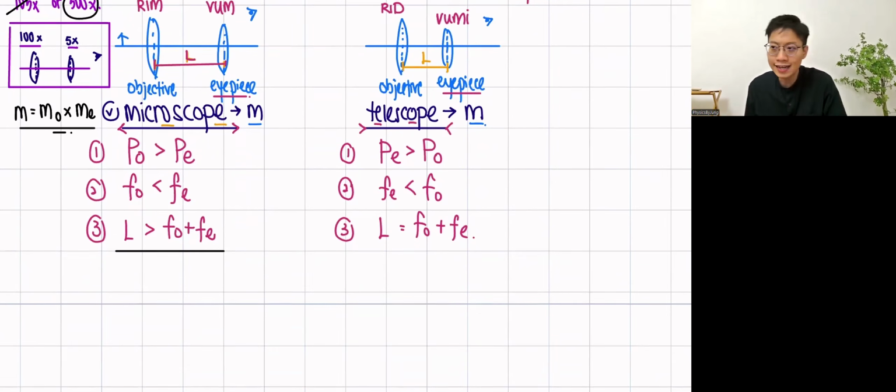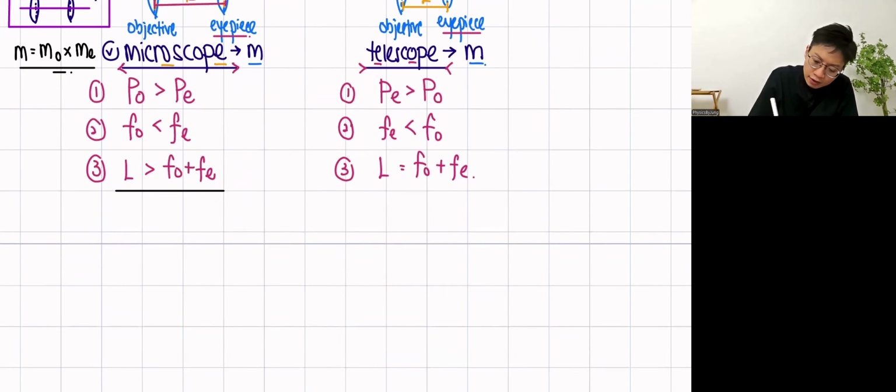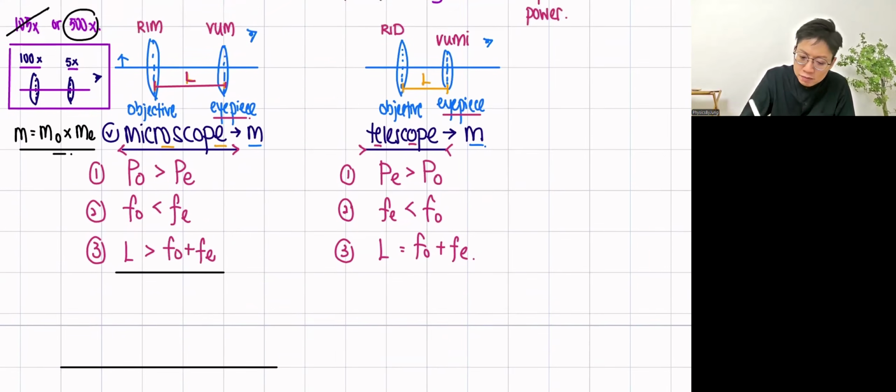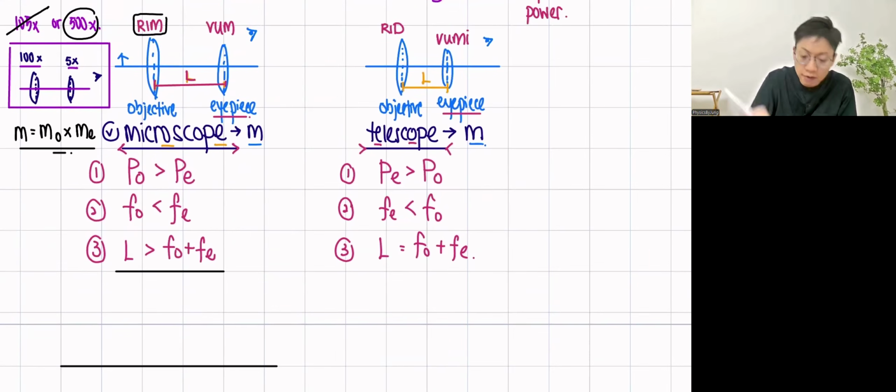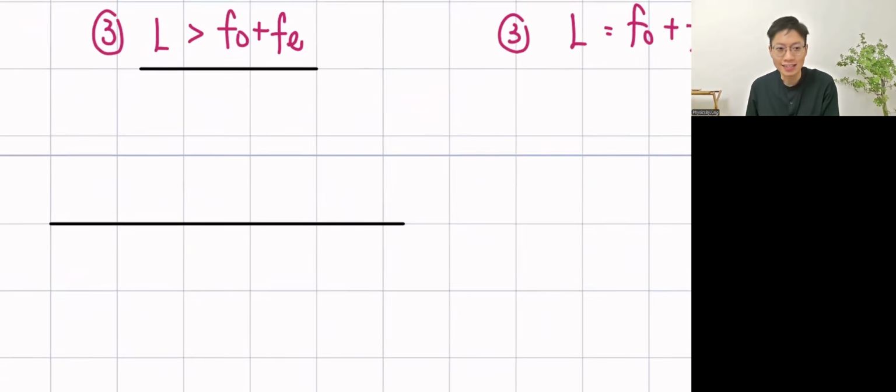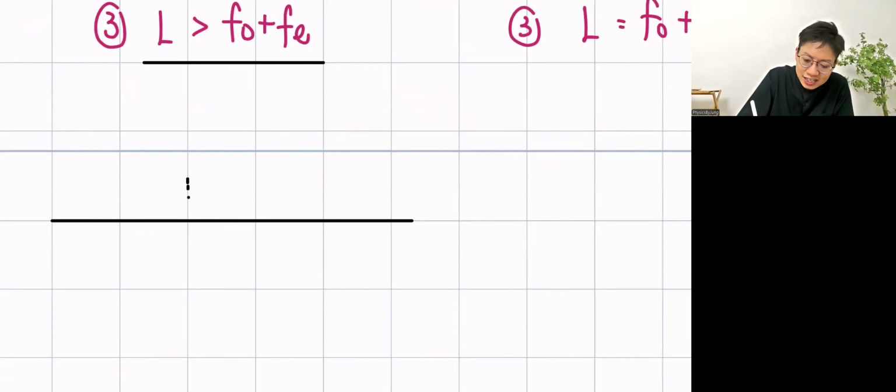Okay, let me test you all, guys. Now, we know that the first image from the objective is real, inverted and magnified, correct? Guys, I test you all one question. This is the latest trend of questions in school. They like to ask this a lot.